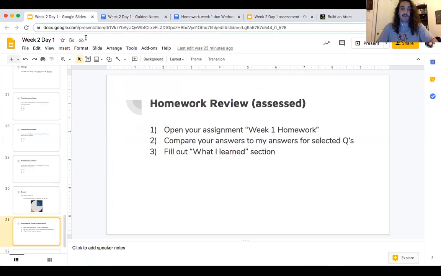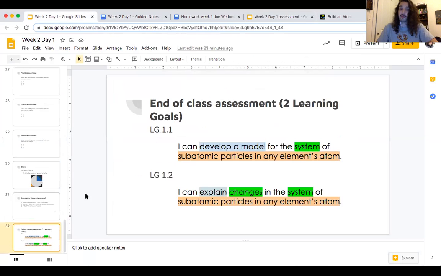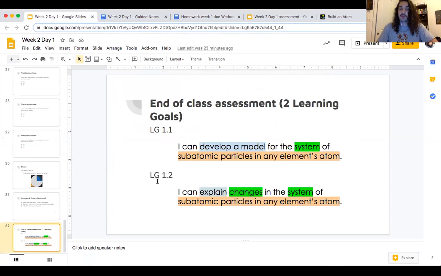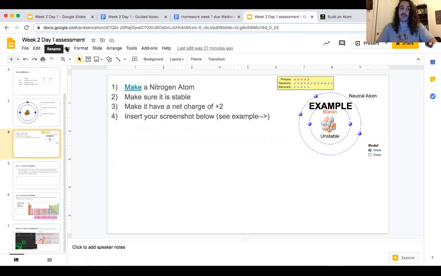Okay, so that's the first part. That's one learning goal. This is one learning goal. And then this is 2 learning goals. This is part of the thing that's going to be titled Week 2, Day 1 Assessment.